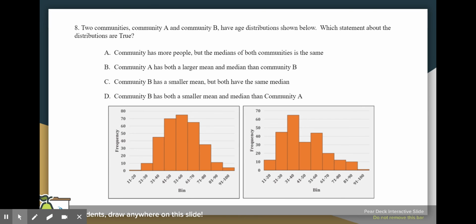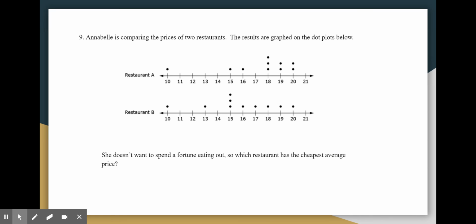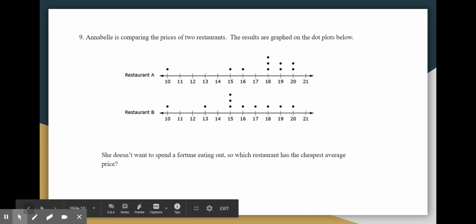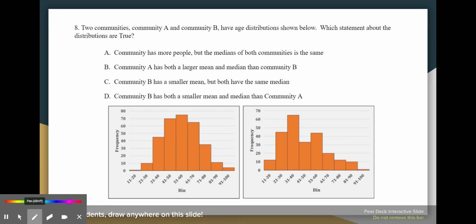Two communities, community A and B, have age distributions shown below. Which statements about the distributions are true? Community A has more people, but the medians of both communities is the same. Well, that's not true because the medians aren't the same. So, community A has both a larger mean and median than community B.